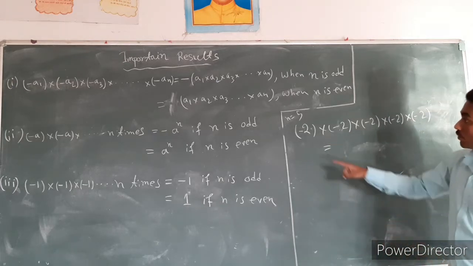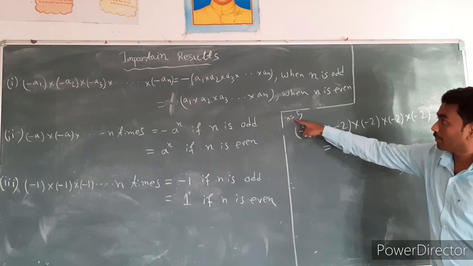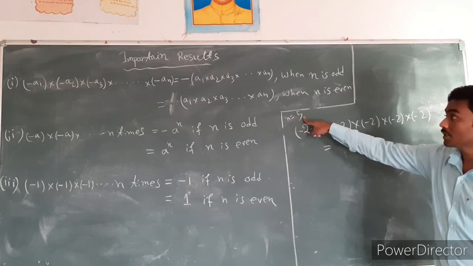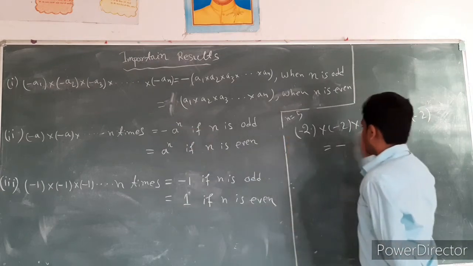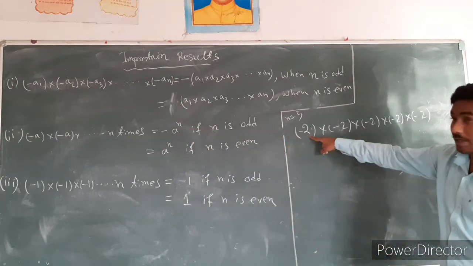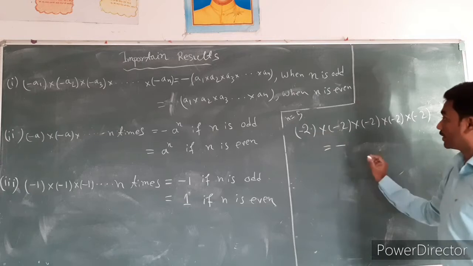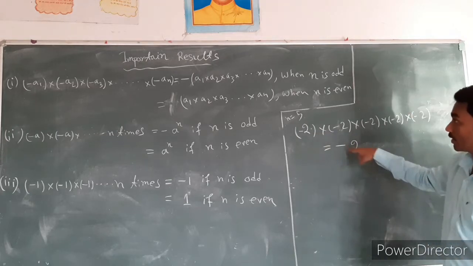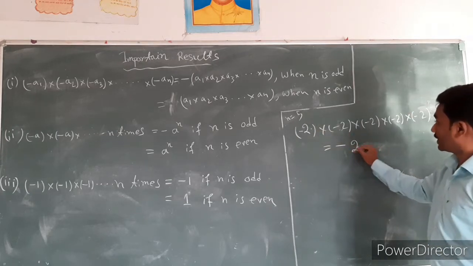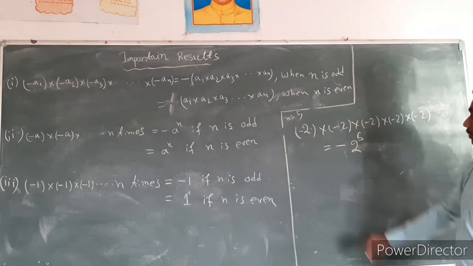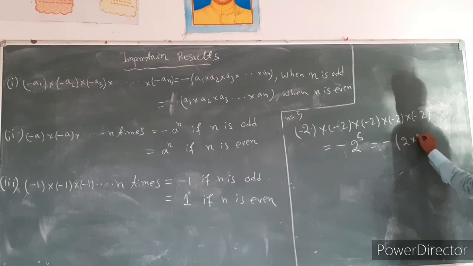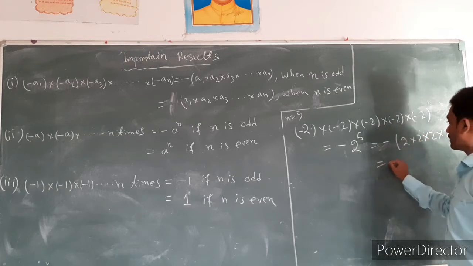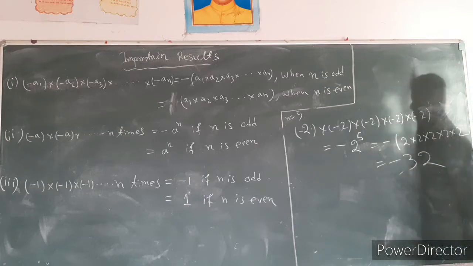First, we see that the value of n, that is 5, is odd. Then we take a negative sign. Next, which number is repeated? 2 is repeated. How many times? 5 times. So we write 2 to the power 5. That is 2 multiplied 5 times, that is minus 32.